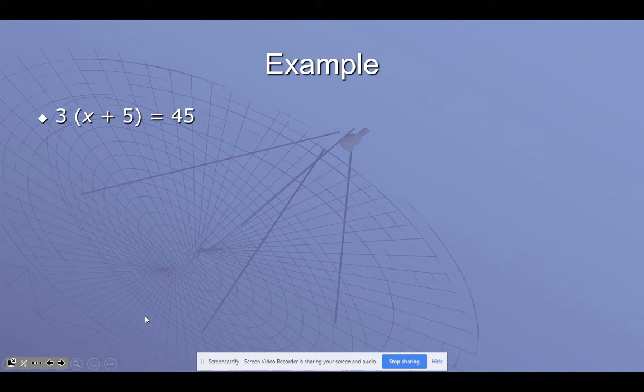The first example I'll guide you with. We have a 3 outside the parentheses, and we're going to distribute it to everything in the parentheses. Notice it is not going across the equal sign. The distributive property is not a property of equality. I now have 3x plus 15 is equal to 45 because of the distributive property. And again, please understand, the distributive property is not one of equality.